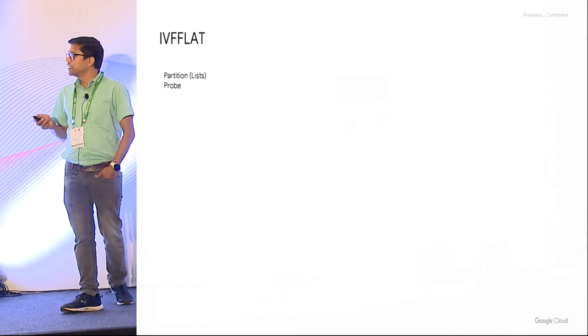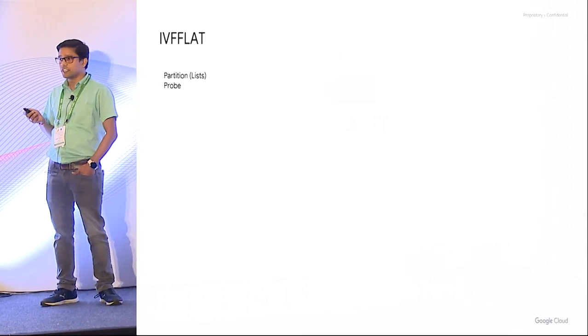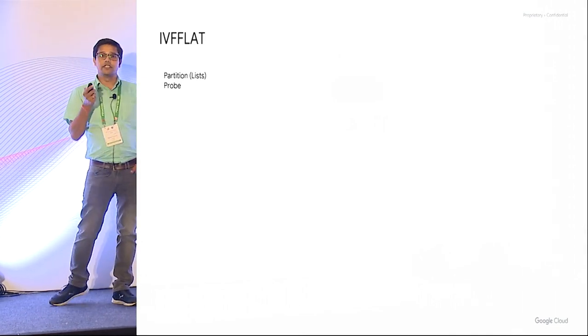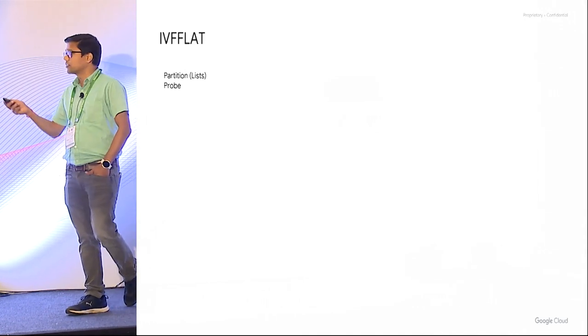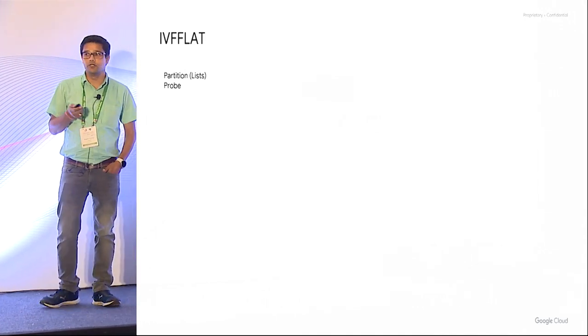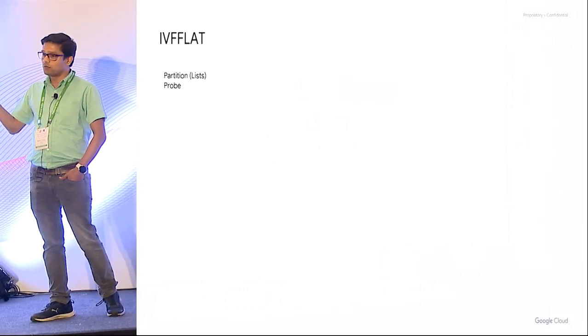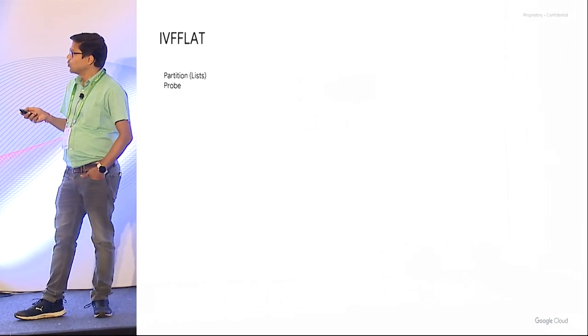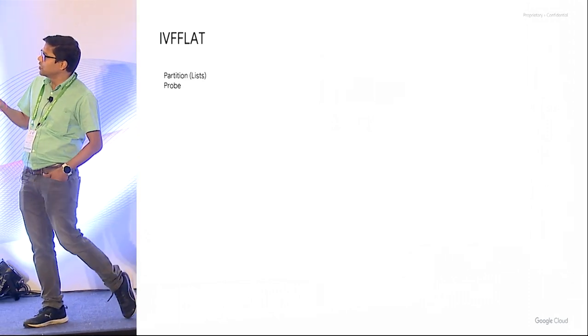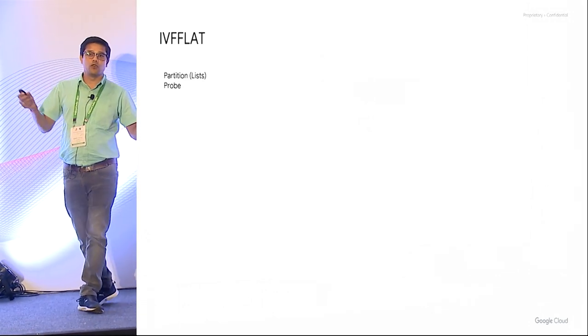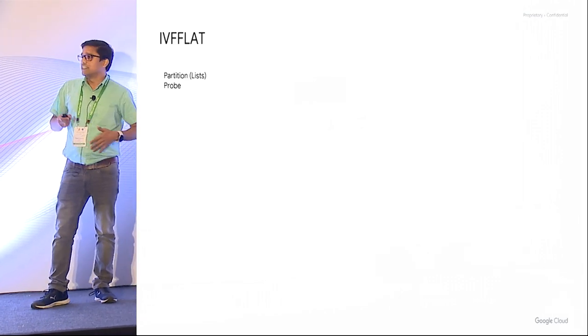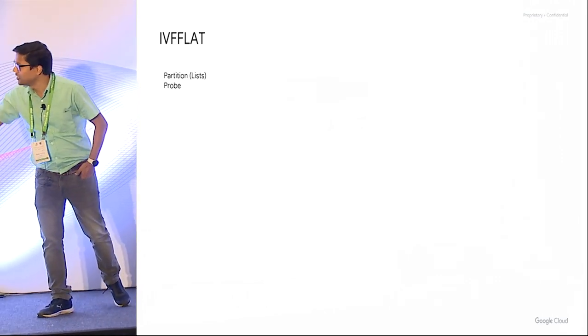There are many kinds of indexes, even in PG Vector. We have two kinds of index right now: one is IVF Flat and the other is HNSW. I'll just give a brief about IVF Flat. The time is running, so maybe I'll just finish this part.